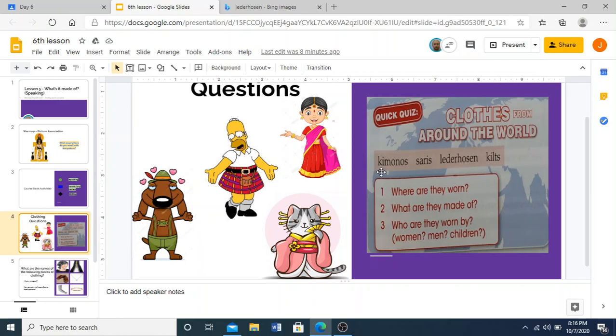So which of these pictures shows the kimono? Which shows the sari? Which shows the leather hosen? And which shows the kilt? Can you tell us which shows what? Okay, let's take 2 minutes now to do that. Tell us which is which. Let's say this is picture 1, this is picture 2, this is picture 3, and this is picture 4. So kimono is picture what, sari is picture what, leather hosen is picture what, and kilt is picture what? Let's go. Come on. Remember, the class is talking today, so you are going to be doing a lot of talking. So come on, tell me.